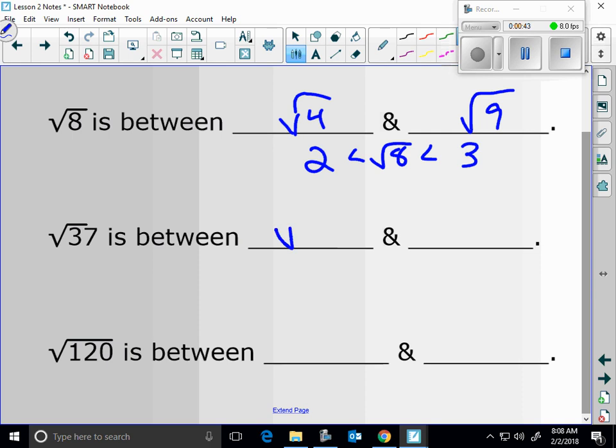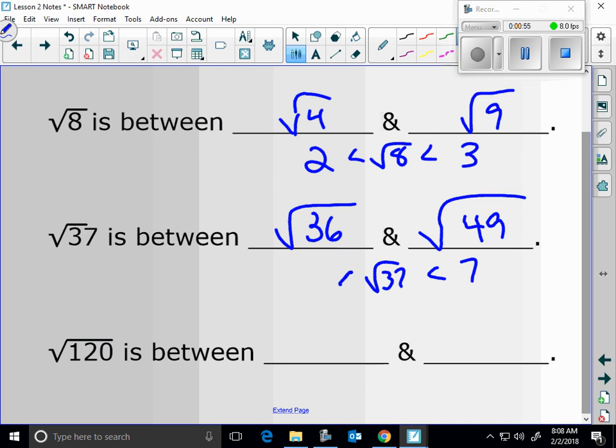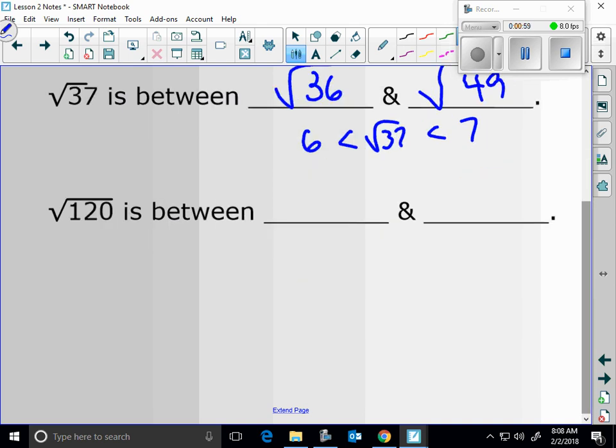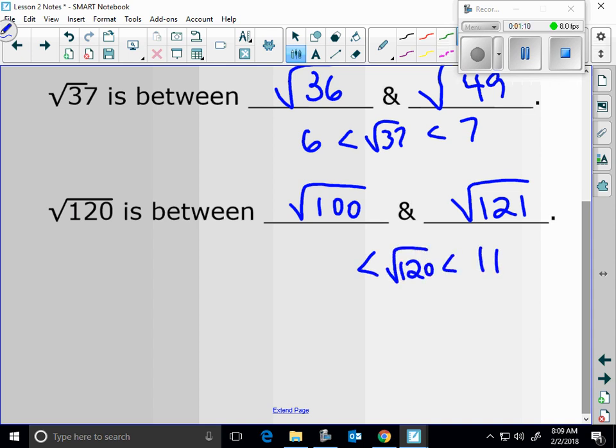Square root of 37 would be between what two numbers? 36 and 49. Good. So we can say that the square root of 37 is between 6 and 7. Okay, they're just estimations here. How about the square root of 120? Well, it's going to be between the square root of 100 and the square root of 121. So that'd be between what two whole numbers? Yeah, 10 and 11. Okay, this is basic. You should be able to estimate those on your own without a calculator.